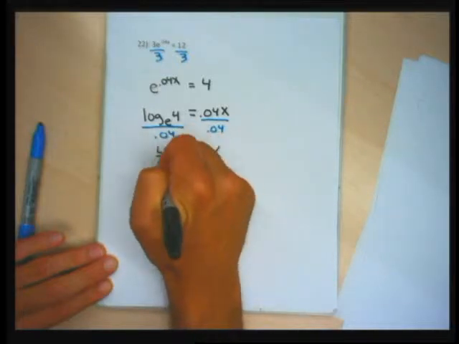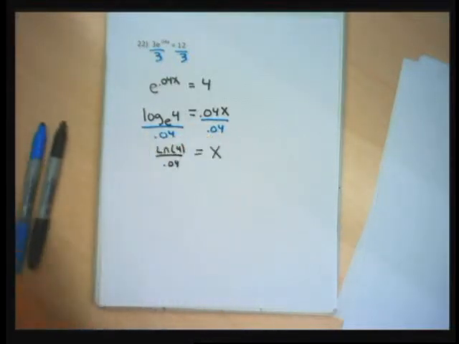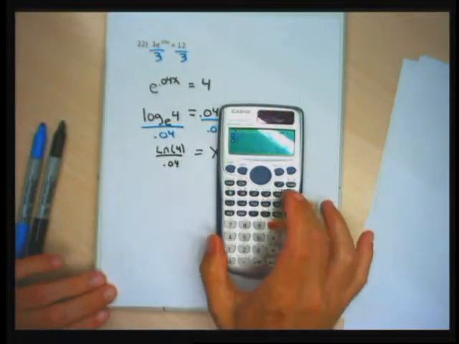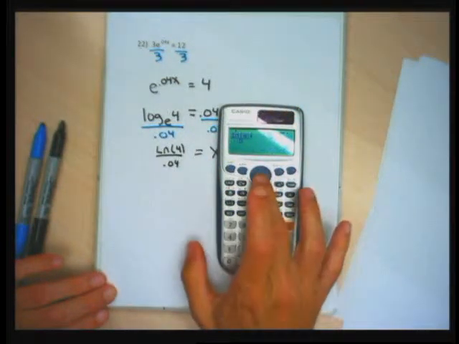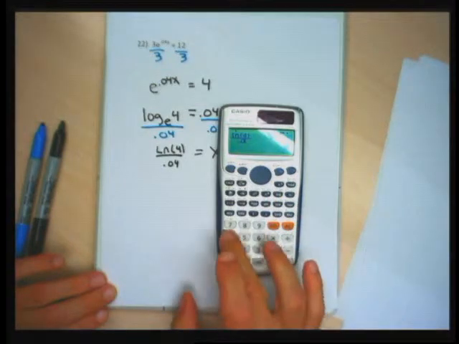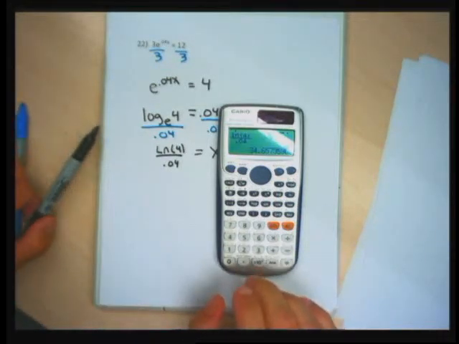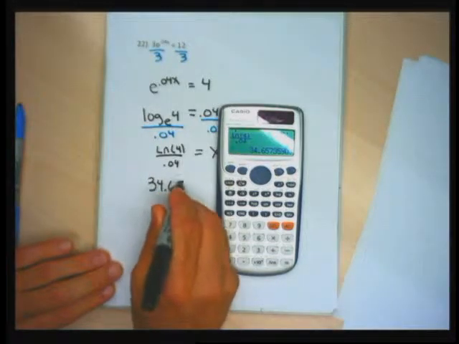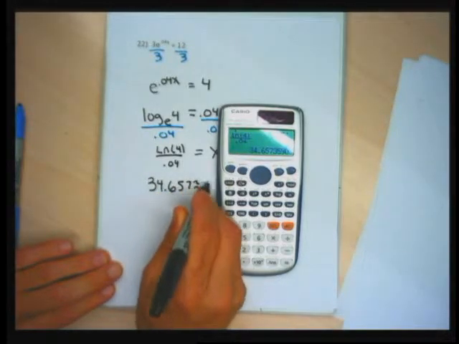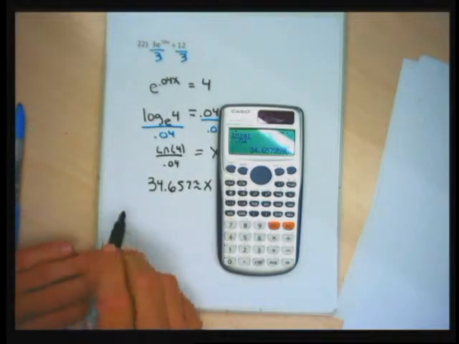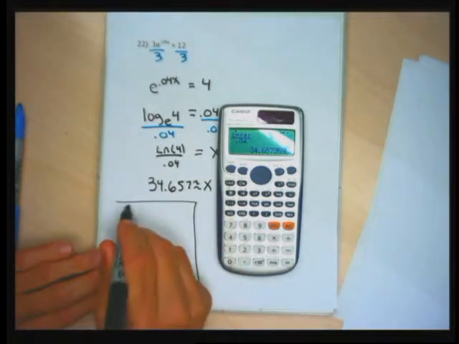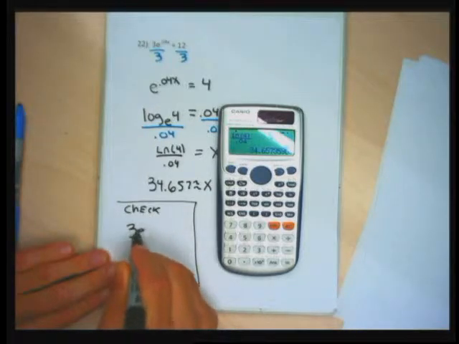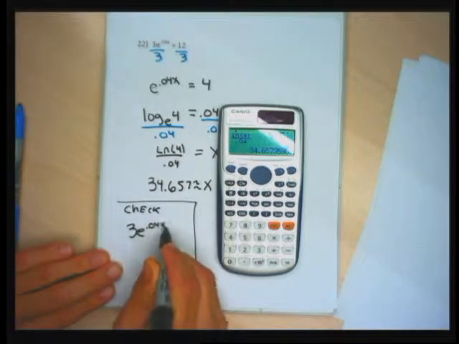And on my calculator, I'm going to enter it with the ln as opposed to the log base e. So I'm going to go fraction ln of 4 divided by 0.04, and I get 34.657 is approximately x. And then I'm going to check again, because anytime I have a problem that has an equal sign, it's just not that hard to check, and I should check.